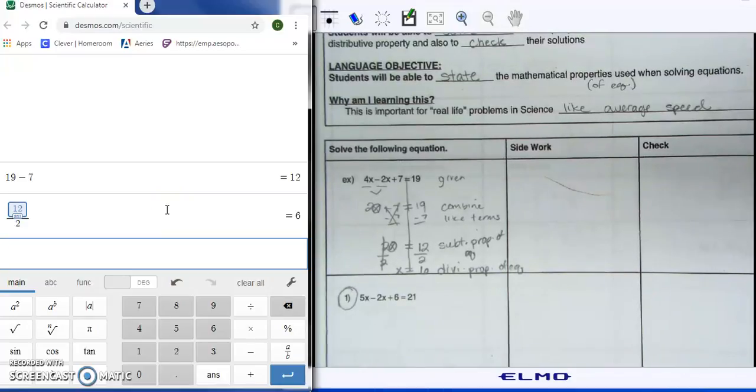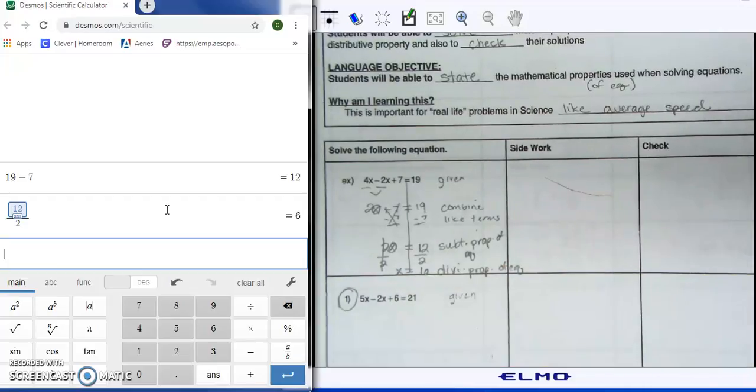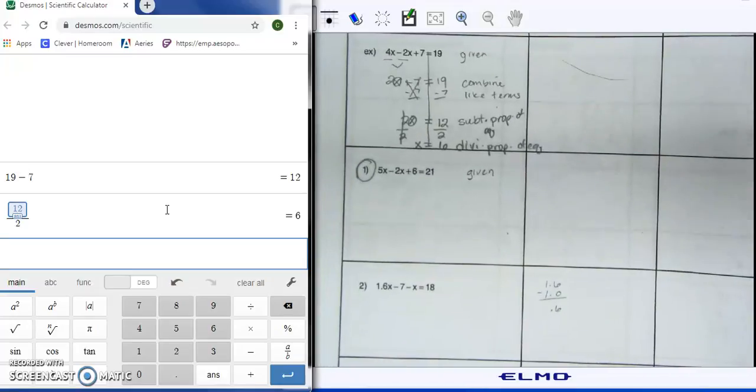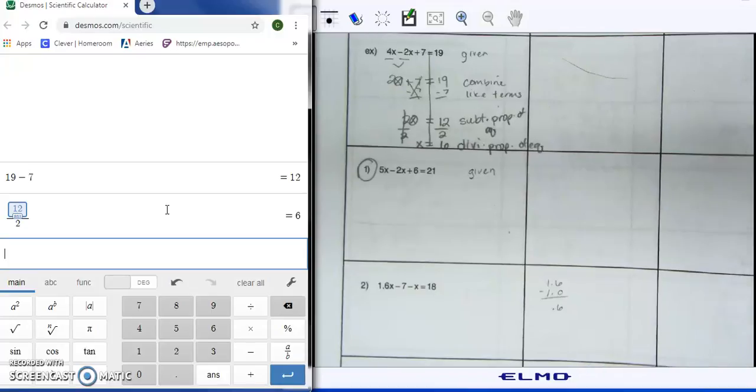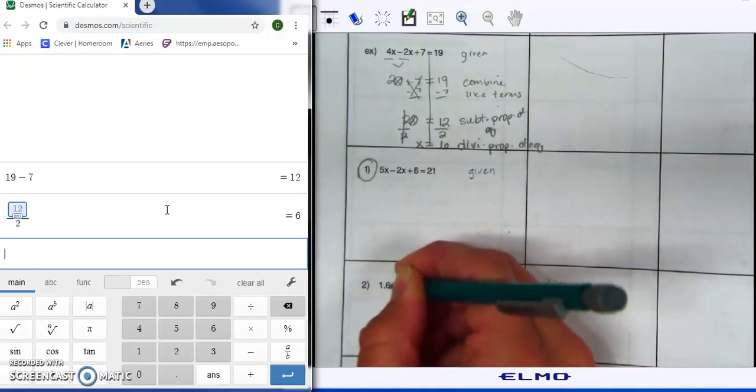All right, so I want you to try number 1 on your own. Don't forget the properties, so I'm going to write given right there because we know that was given to us. Now let's look at number 2. Number 2 is basically the same thing, but now we have decimals, so I'm going to draw the line, but then when I go to circle the letter, I see I have got one there, and I've got one there.